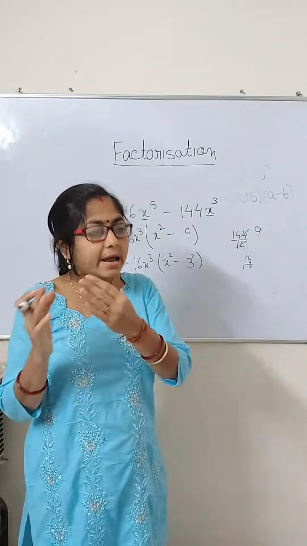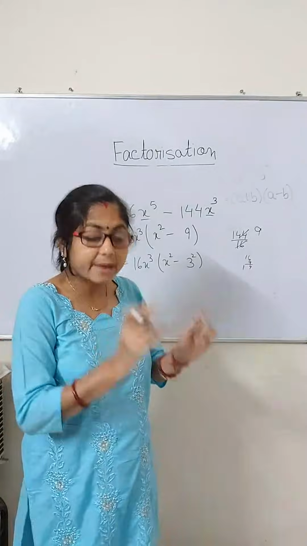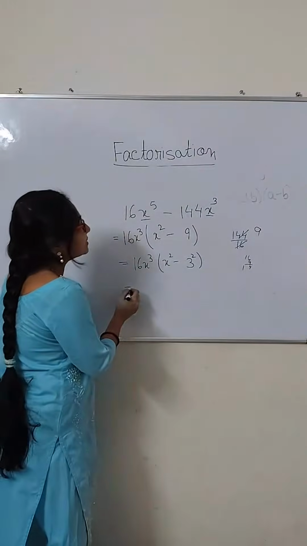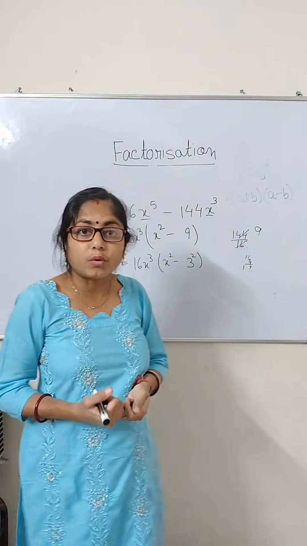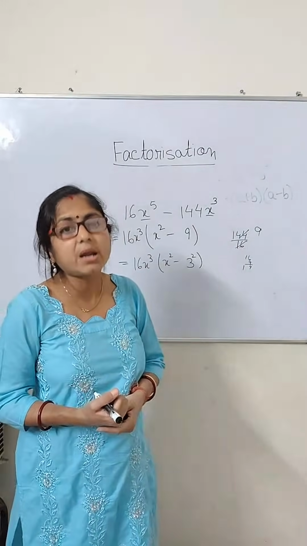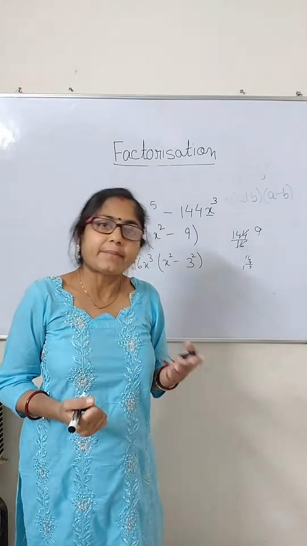Please apply the maths, do the maths in the proper way, step by step. Now, what am I telling? A square minus b square. What's the formula of a square minus b square? Tell with me: a plus b into a minus b.